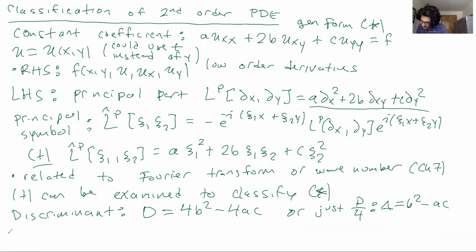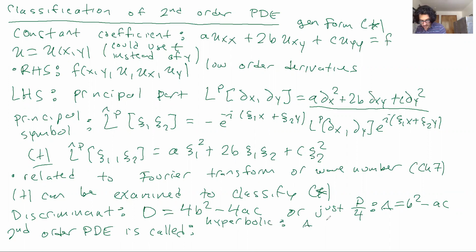And so the second order PDE is called now one of 3 things, okay? It's going to be called hyperbolic in the case that delta is greater than 0 or b squared is greater than AC. It's going to be called parabolic if delta is equal to 0. In other words, b squared is equal to AC. We keep trying to write 4AC.